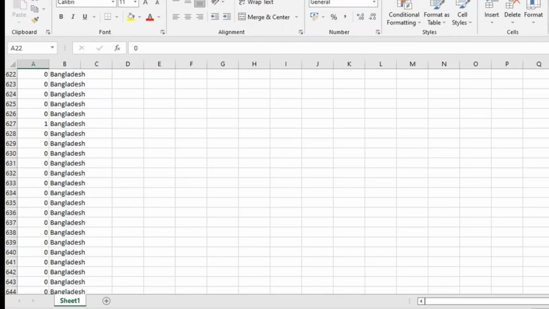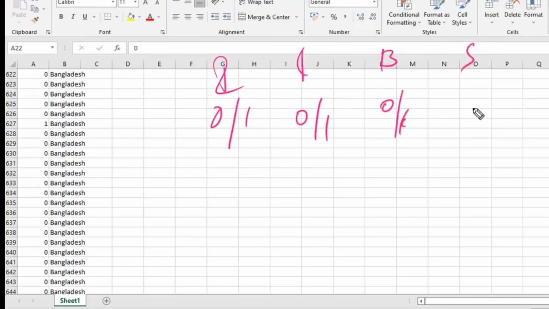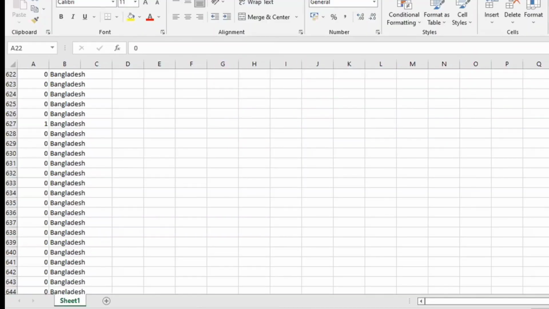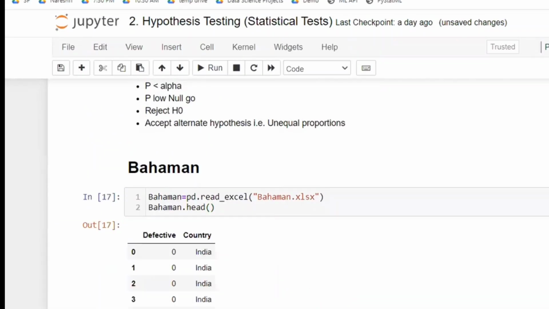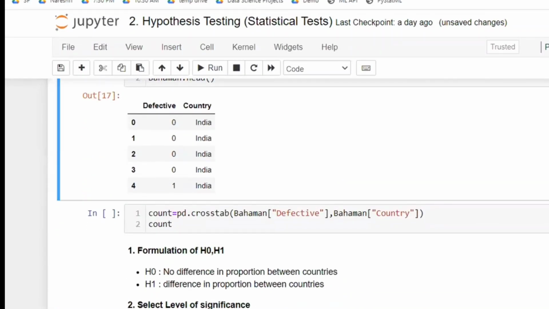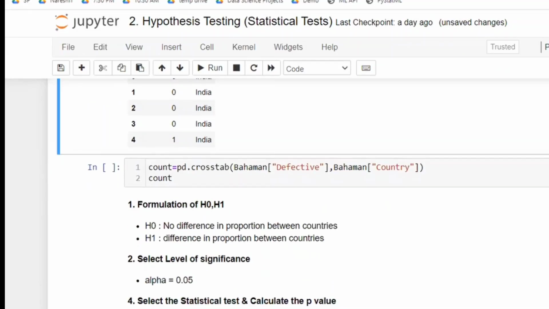Proportion 1 is with respect to India, with 0s and 1s. The second proportion is with respect to China, 0s and 1s. The third proportion is with respect to Bangladesh, and then Sri Lanka, 0s and 1s. So we have more than 2 proportions, and we are going to apply the chi-square test for this. First we are going to load the data. What is the null hypothesis? All proportions are equal. Everyone is doing the same. The alternate hypothesis is that there is a difference in the proportions.